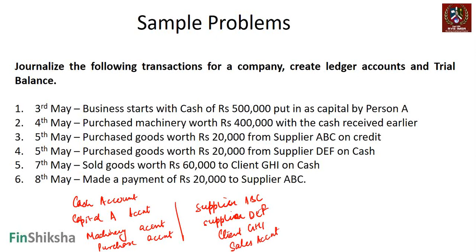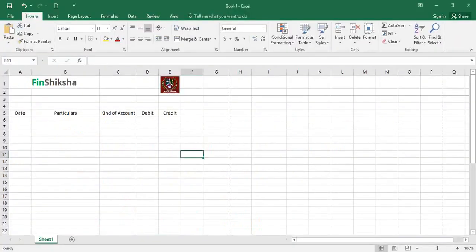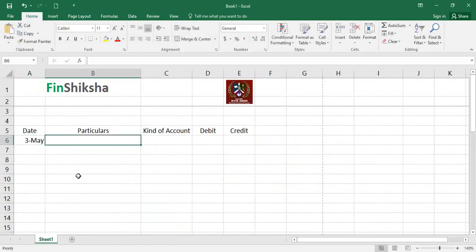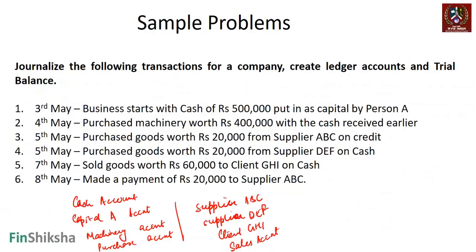We don't necessarily need to create everything under the sun on the ledger. Most important ledgers would be those where a lot of transactions are happening. But anyway, let's start with the journalizing process. Let's create the journal for each of these transactions starting 3rd May, first transaction. So we go to this file where we have the date and the particulars put in. So the first date is 3rd May, and the particulars are that the company has started the business with cash of 5 lakh put in as capital by person A, right?